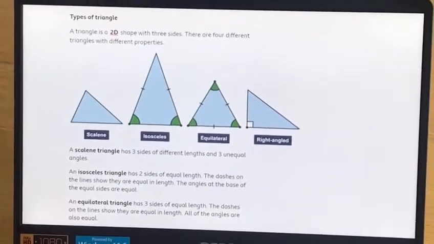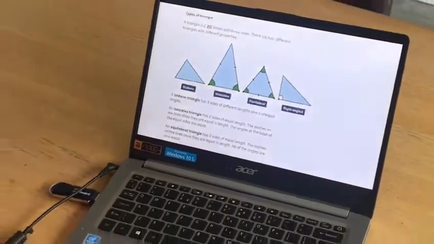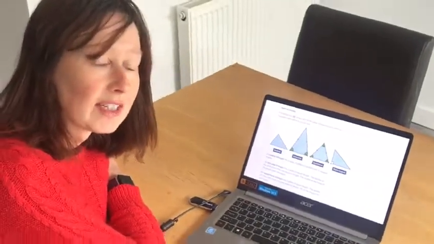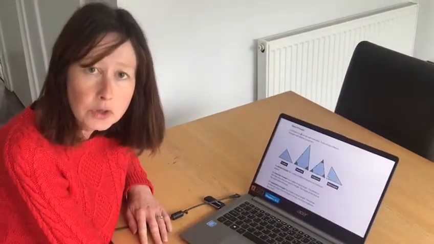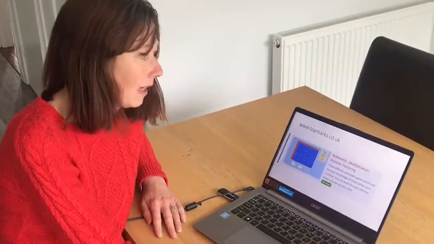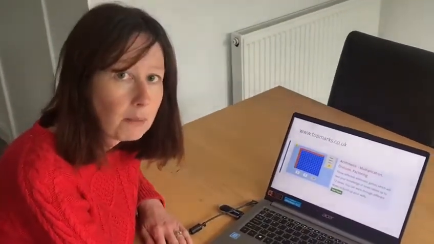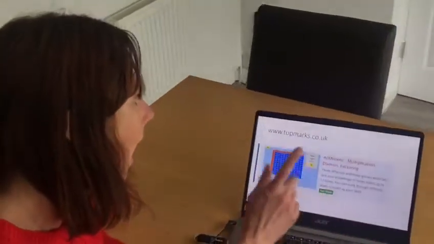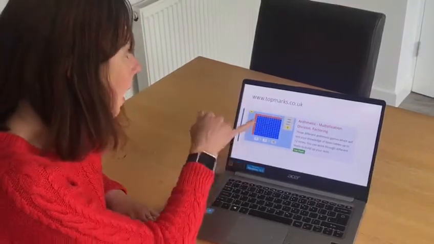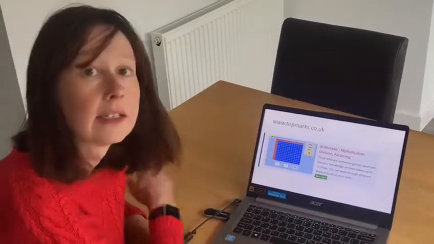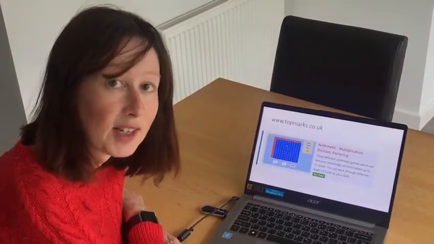So this week you will be doing some work identifying triangles and sorting triangles. As well, you have done so much work throughout Year 4 on your times tables, so it's very important that you keep that going and you keep practicing. So if you have time this week, have a look at topmarks.co.uk and there's some multiplication games that you can practice. See how quick you can complete the times table grid. I'd love to know how you get on.